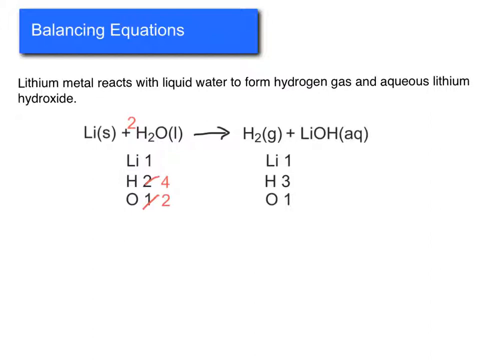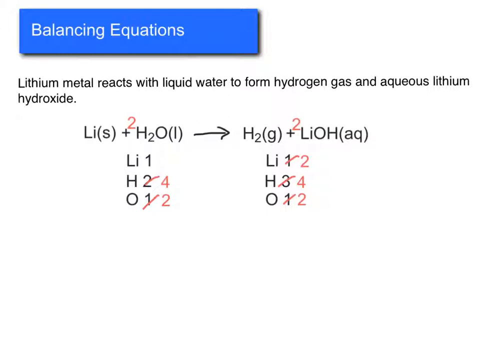So in order to make that work, we're going to have to put 2 lithium hydroxides. That would give us 1 additional hydrogen. But now we've changed our lithium to 2. We now have 4 hydrogens, and we now have 2 oxygens. All right, so if we look at what we've got, we are balanced in terms of oxygen. We have 2 of each.